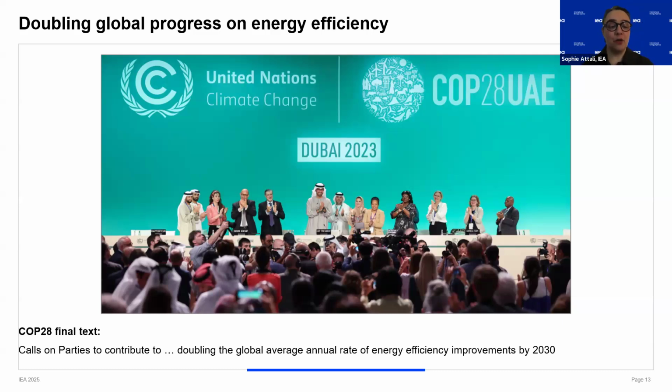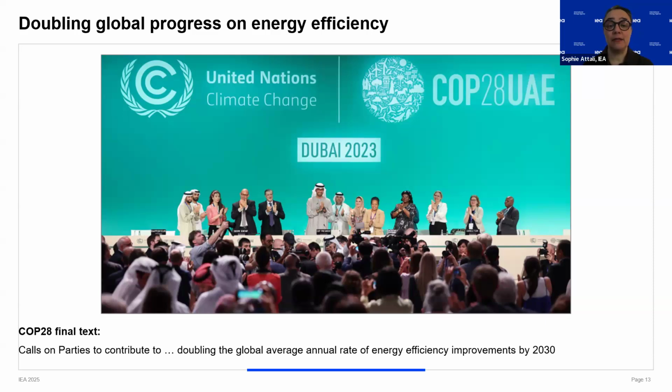And this slowly laid the groundwork for a formal policy agreement on doubling the goal at COP28 in Dubai. And we were very happy, though it means a challenge, that the final COP28 text calls on parties to contribute to tripling renewable energy capacity globally and doubling the global average annual rate of energy efficiency improvements by 2030. So it means that almost every national government on the planet has now endorsed this goal of doubling energy efficiency progress this decade.